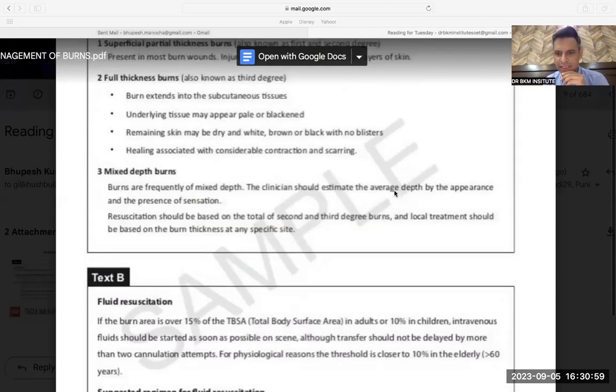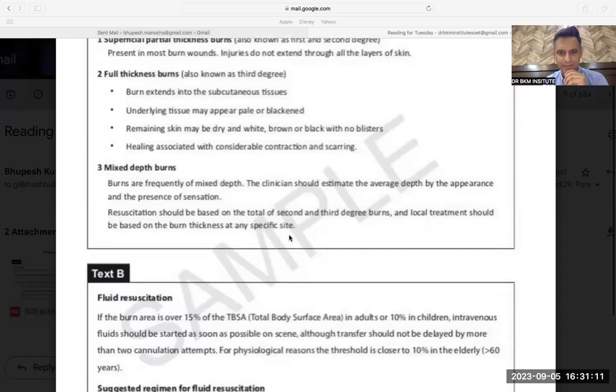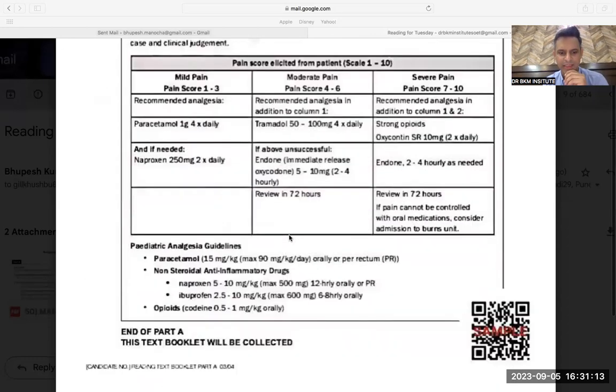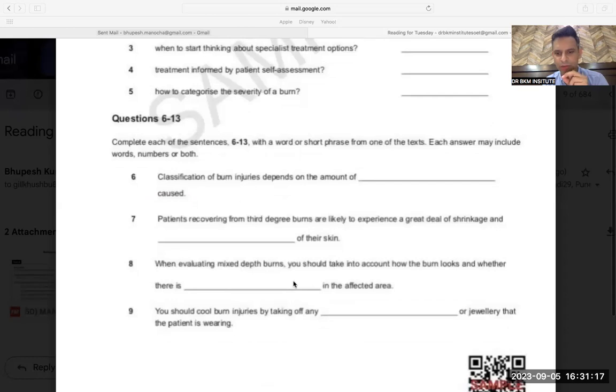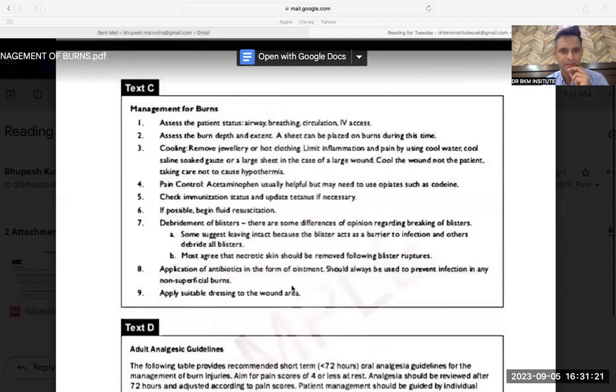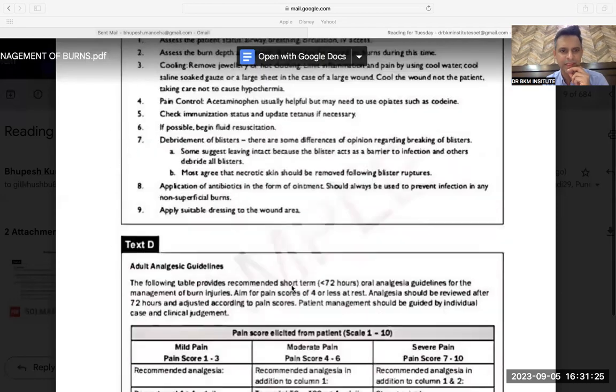The clinician should estimate the average depth by the appearance and the presence of sensation. Resuscitation should be based on the total burn area, and local treatment should be based on burn thickness at any specific time. So what is my blank? Is it easy or difficult? When evaluating, you should take into account how much and whether there is dash in the affected area.